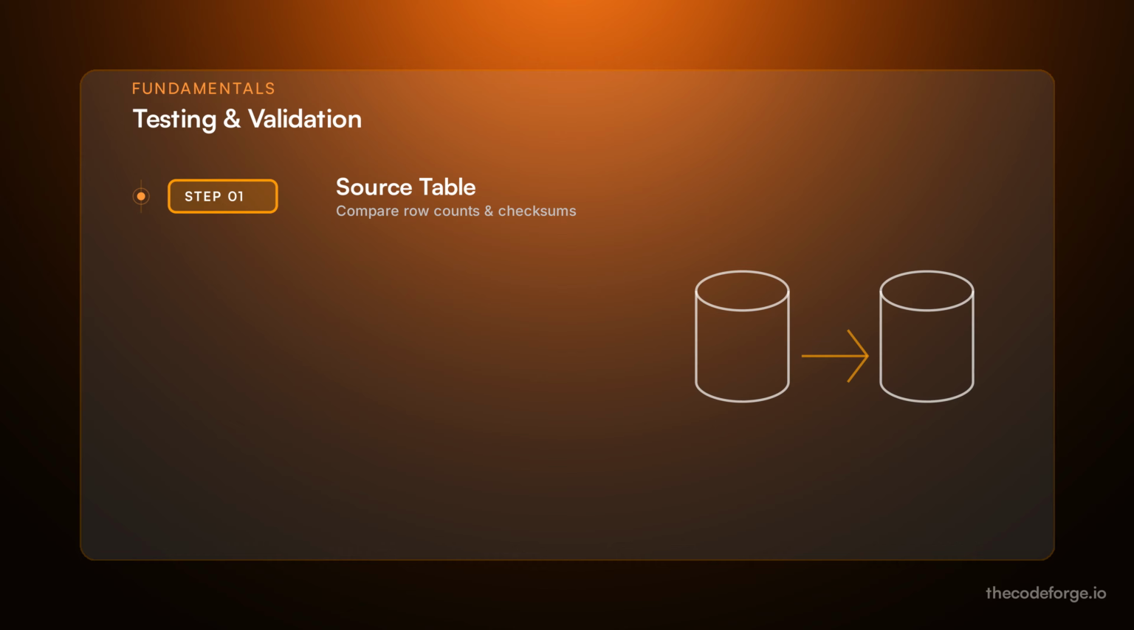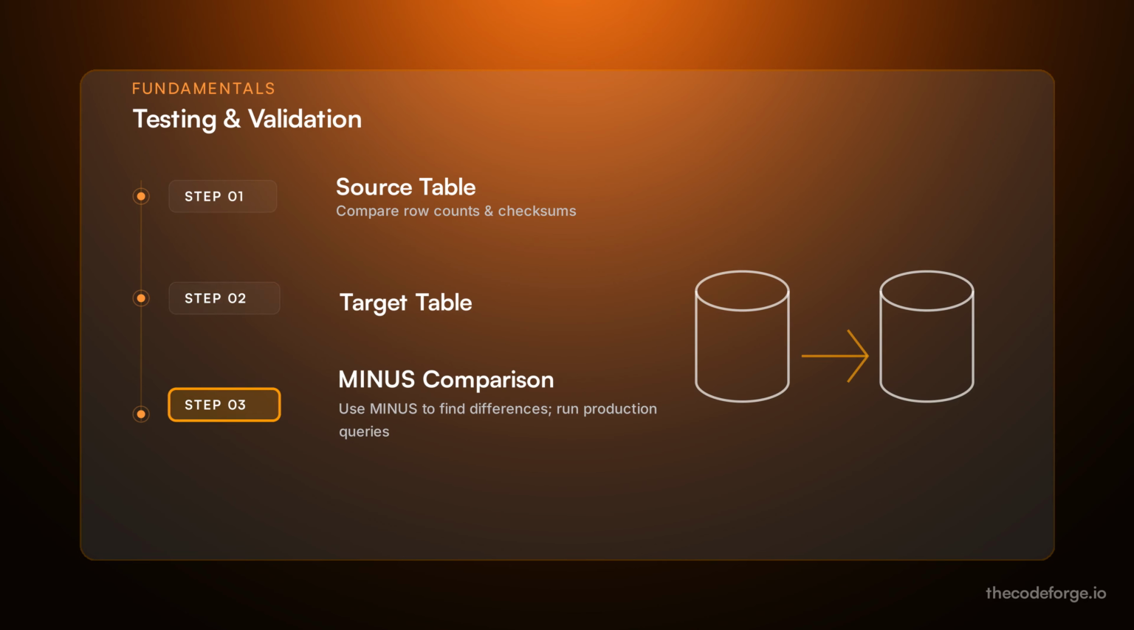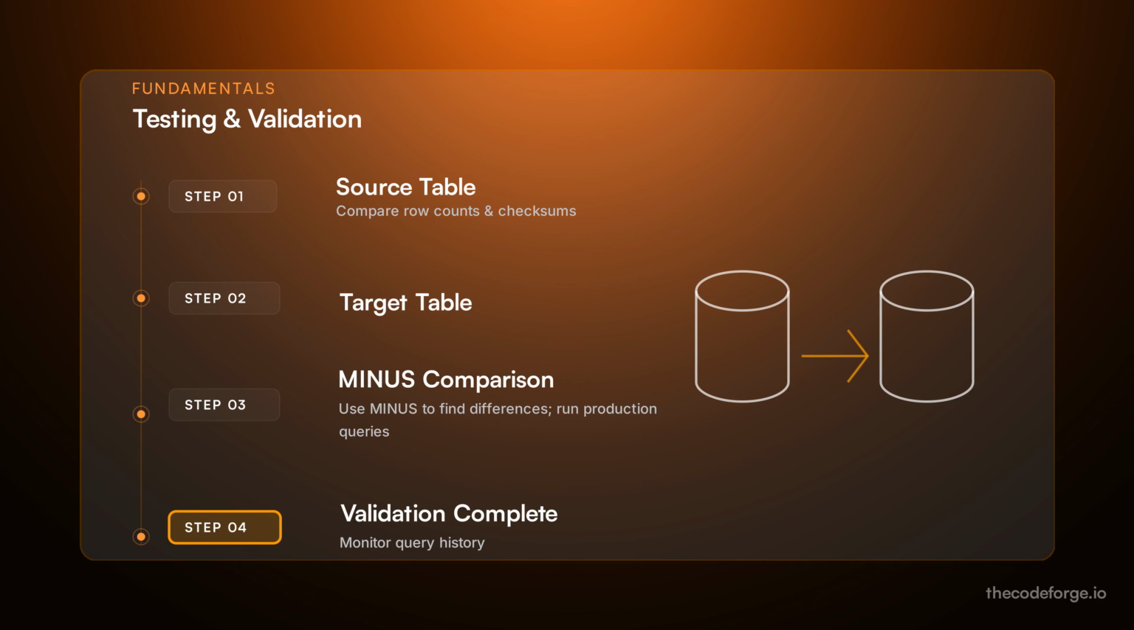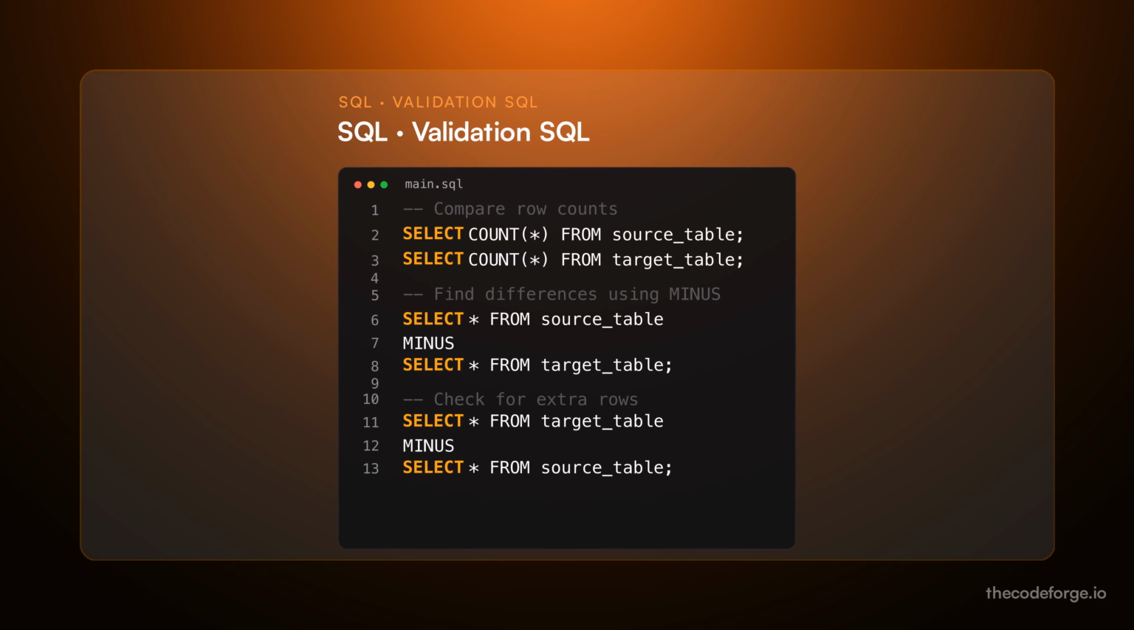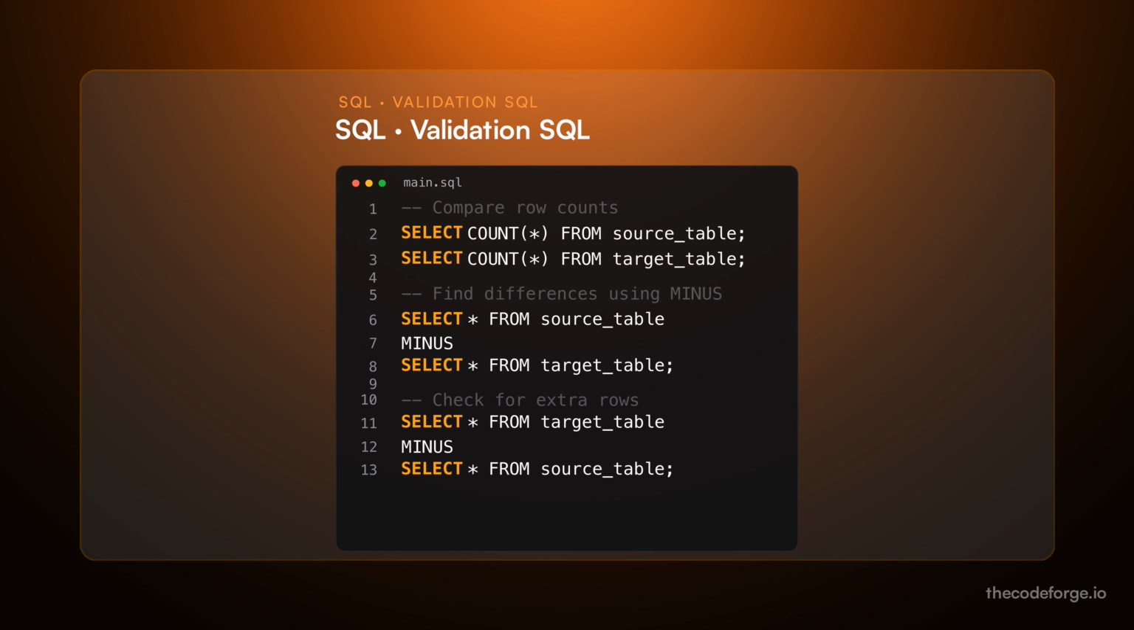After migration, validate integrity by comparing the source table against the target: row counts, checksums, and sample records. Use minus to find differences, run a subset of production queries, and monitor query history. Use minus to find rows that are in one table but not the other. This helps catch any data loss or extra rows.